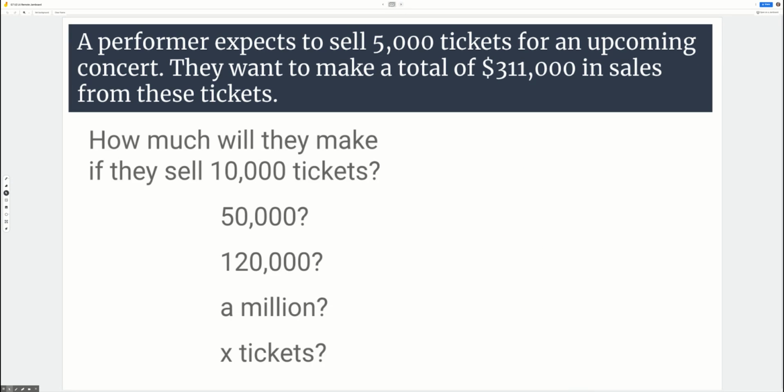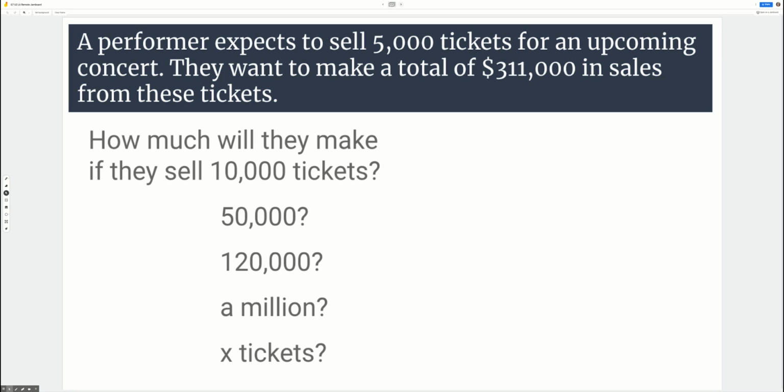Alrighty. Number 3 says, a performer expects to sell 5,000 tickets. Oh, that's our ongoing problem. Don't mind me. So now down here on the side, we want to find out the cost for 10,000 tickets, 50,000 tickets, 120,000 tickets, 1,000,000 tickets, and x number of tickets. And you'll see that those are all on number 3. I'm going to model 10,000 tickets and x number of tickets, and I'm going to let you do on your own in your calculator 50,000, 120,000, and 1,000,000.